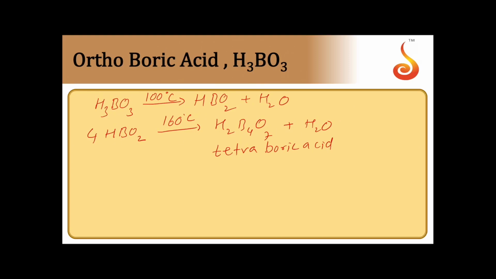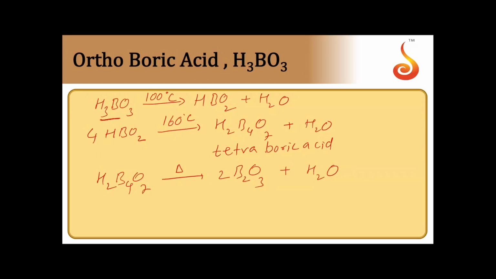Tetraboric acid, that is H2B4O7. On further, strong heating, tetraboric acid finally gives boric anhydride plus H2O. This is the action of heat on boric acid.